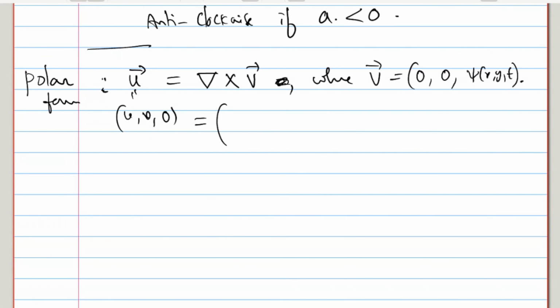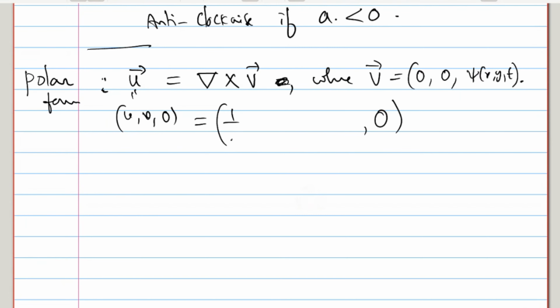For you to work out, in polar coordinates, del cross v will be... Shall I write directly? Will you work out? Yes, sir. So del cross v in polar coordinates, I'm just writing it here. You are expecting only r and theta components, and the third component will anyway be 0. I am writing directly, just check it.